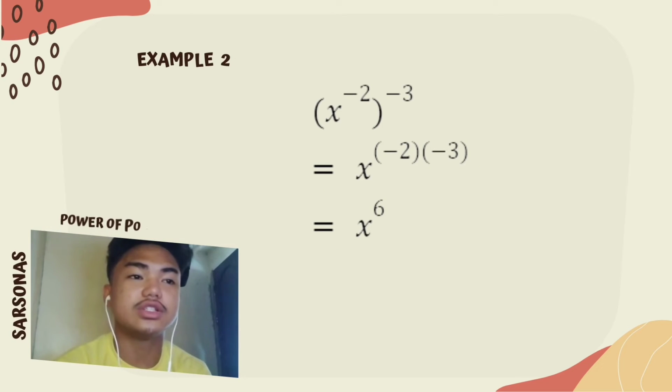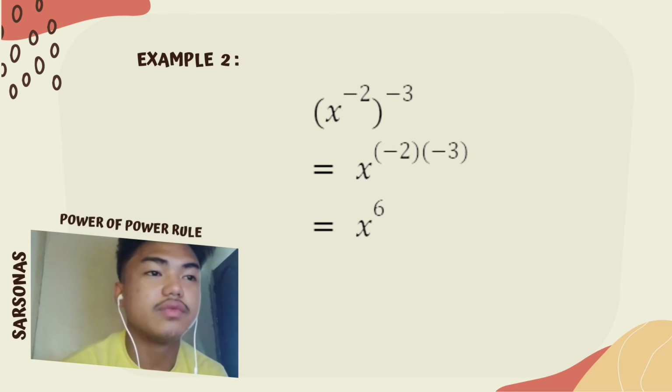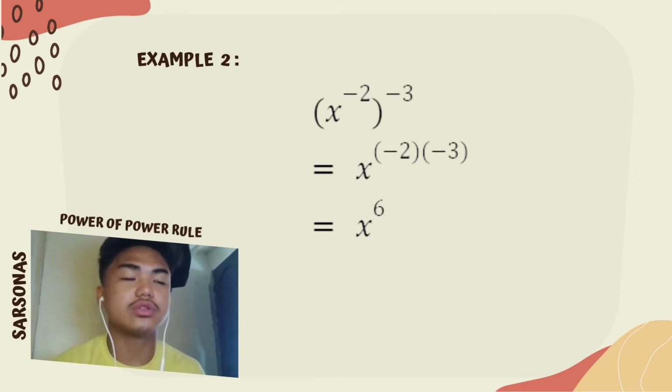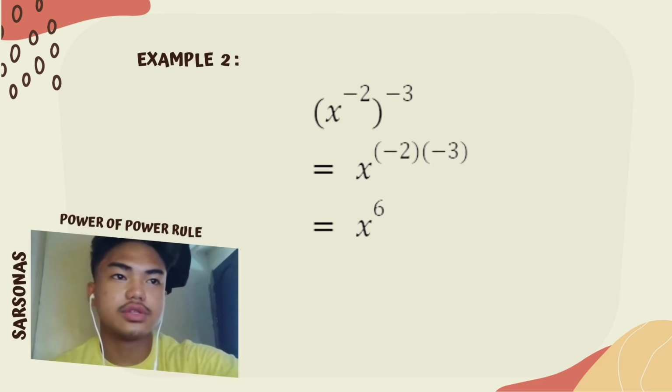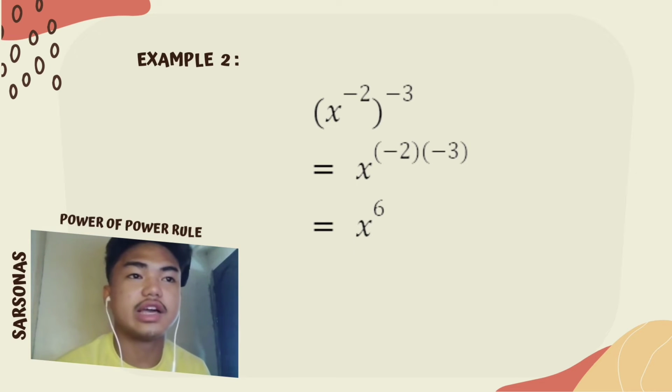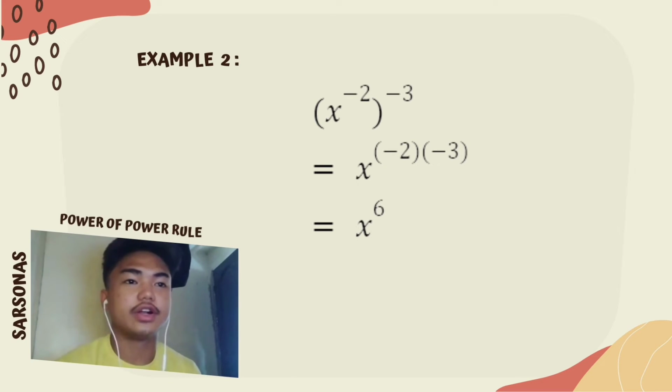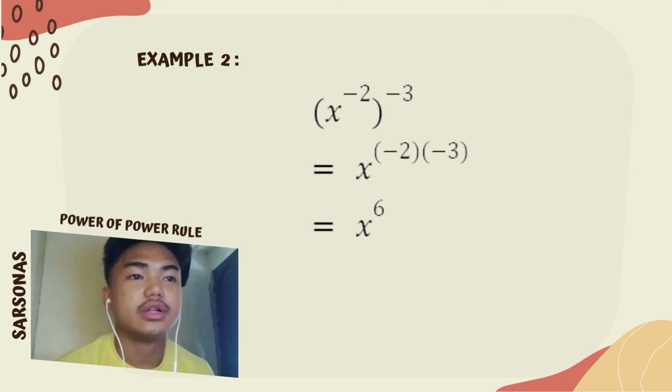Now let's try it with a negative exponent. Example number 2. x to the negative 2, times to the negative 3 power. Let's distribute the exponent. x times negative 2, times negative 3. Now let's remember the integer rule: if we multiply numbers with the same sign, the result will always be positive. So the final answer is x to the 6th power.